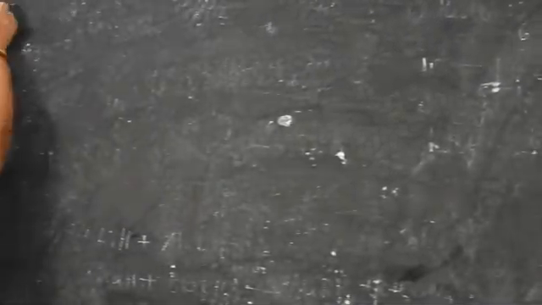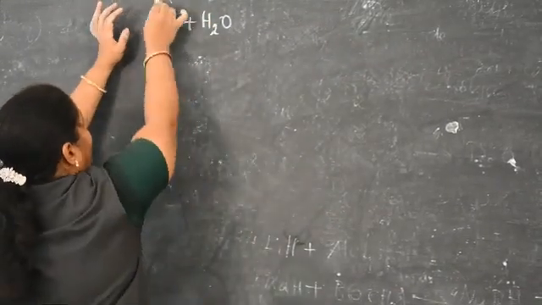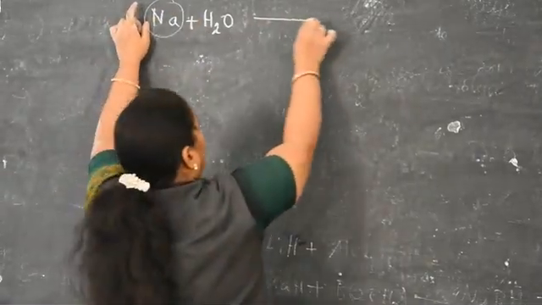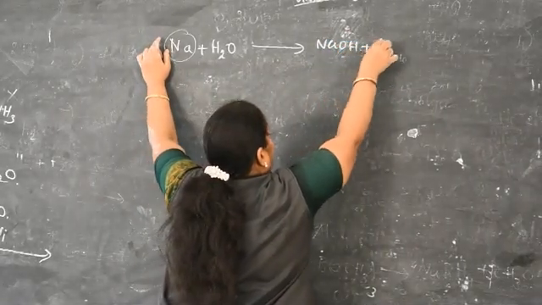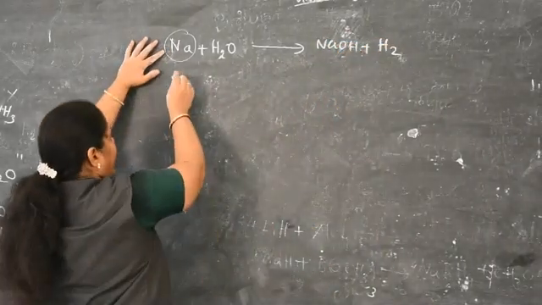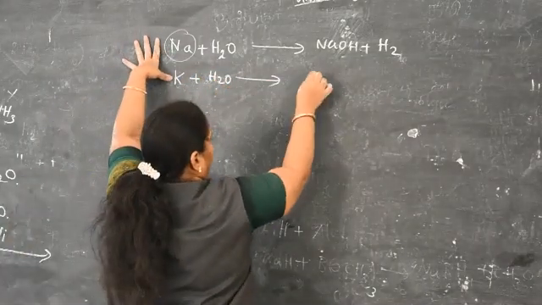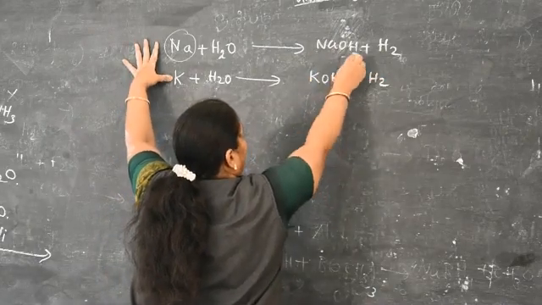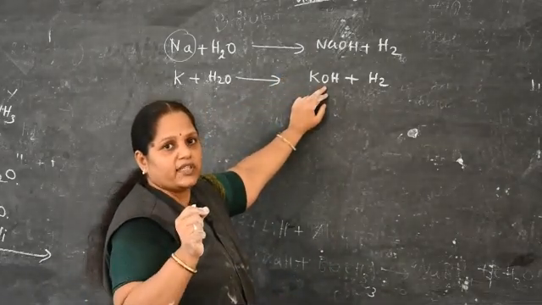So water reacts with sodium. These alkali metals displace hydrogen from the water molecule. They form an alkali solution, sodium hydroxide, and it liberates hydrogen. Like potassium reacts with water, it forms potassium hydroxide and liberates hydrogen. Sodium hydroxide and potassium hydroxide are called alkali solutions.